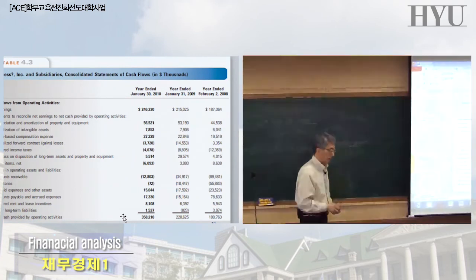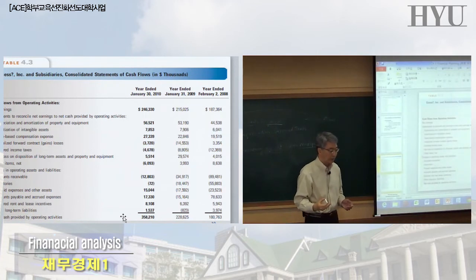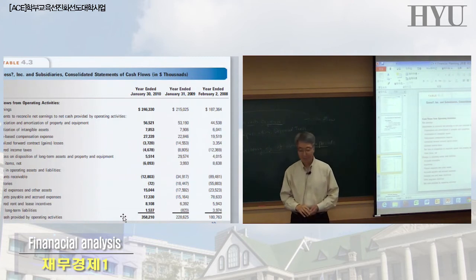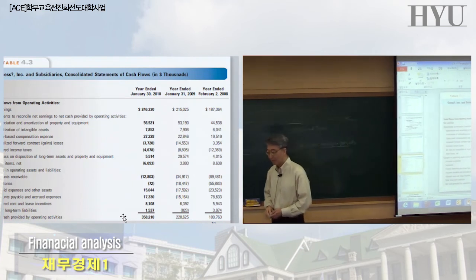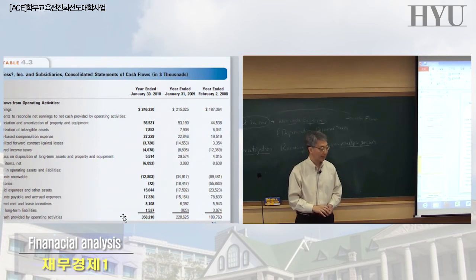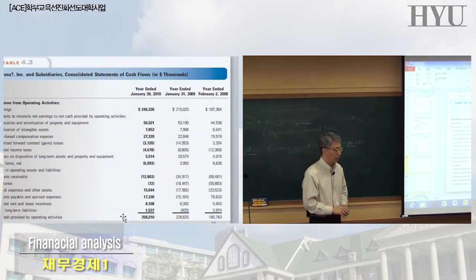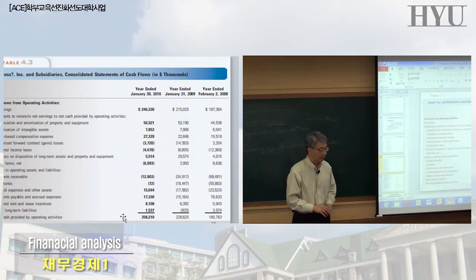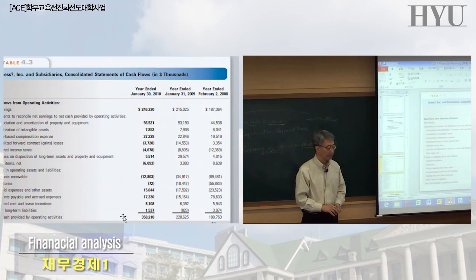Your actual tax payment is greater than... no? They pay ahead. Why would you pay your taxes ahead? The deferred taxes should be paid later. Later, okay. Right.